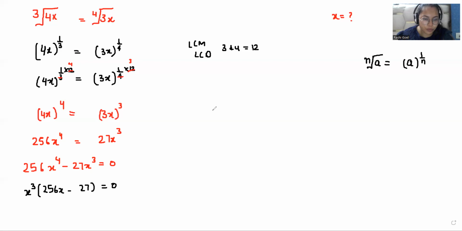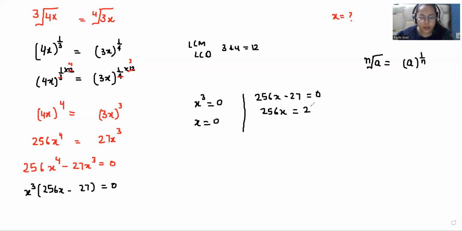Now we have two roots. The first is x cube is equal to 0, so x is equal to 0. And the second one is 256x minus 27 is equal to 0. So 256x is equal to 27 and x is equal to 27 by 256. So that's how you can calculate the value of x.